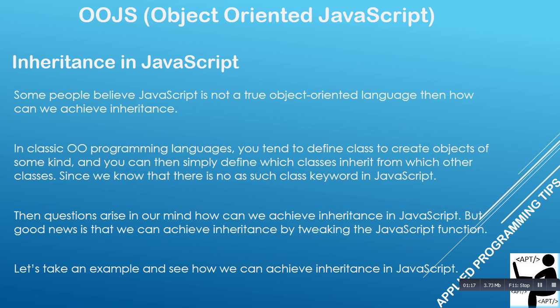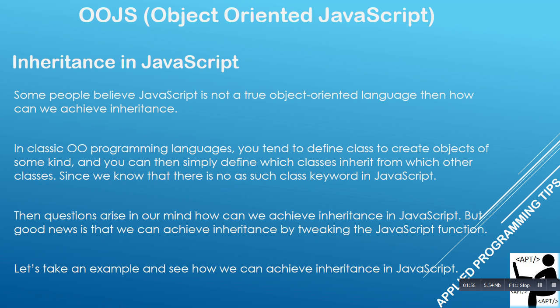If we are achieving inheritance, then we generally need the class keyword, because inheritance only applies to classes. So we create classes and we inherit the parent class in the child class. But the good news is that we can achieve inheritance by tweaking the JavaScript function. So let's take an example and see how we can achieve inheritance in JavaScript.